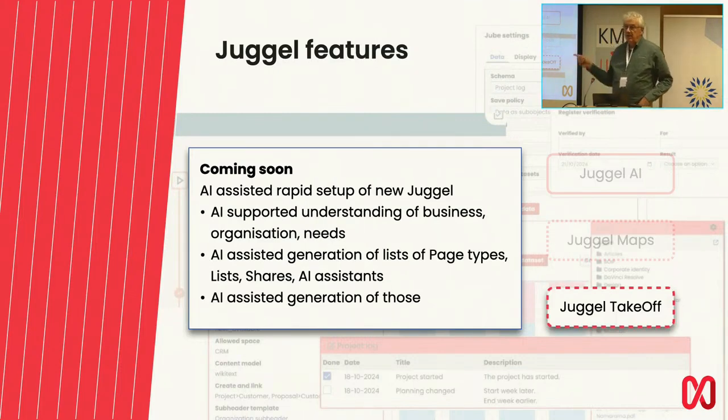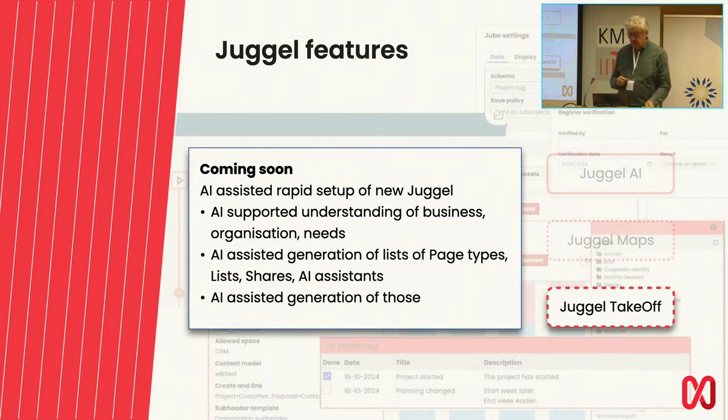And this is the only real coming soon, so it's not there yet, but I can tell you it's going to be there. I've called it Juggel Takeoff, because with the structure of Juggel, with the Jupes and the data on pages and the lists I'm going to show you, it really is possible, I think, to take these 3 steps and create a first version of a knowledge management or information system for your business, let's say in a matter of hours.